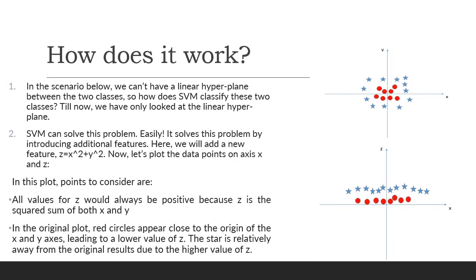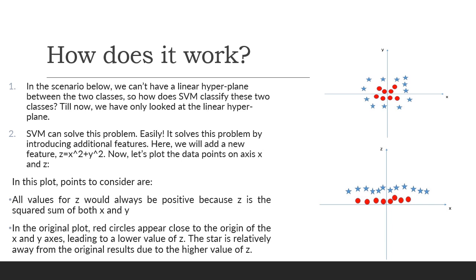In this scenario below, we can't have a linear hyperplane between the two classes. We have only looked at the linear hyperplane. SVM can solve this problem easily. It solves this problem by introducing additional features, like a new feature z equals x squared plus y squared.